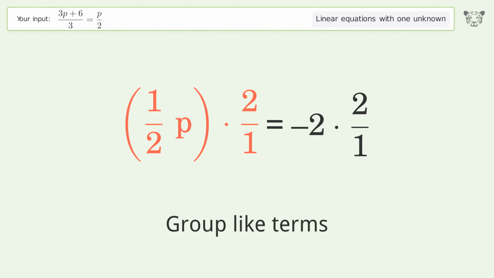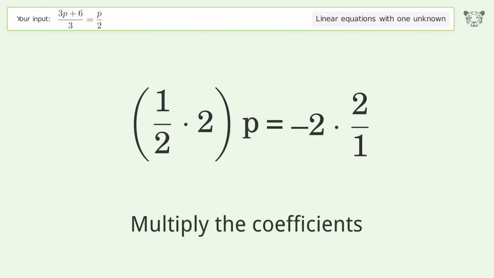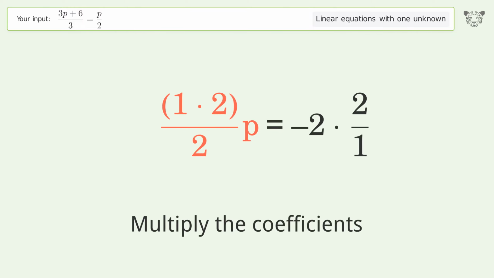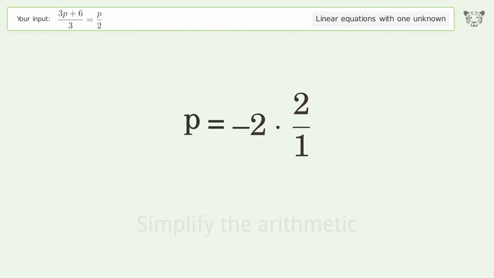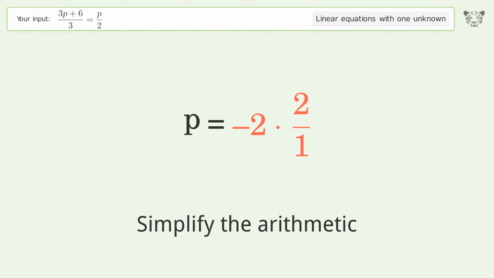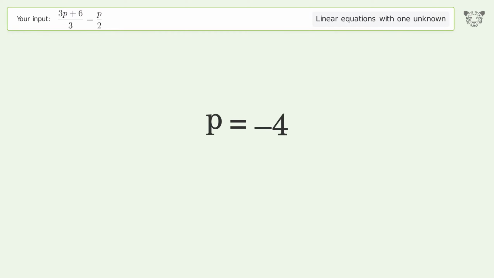Group like terms. Multiply the coefficients. Simplify the fraction. Simplify the arithmetic. And so the final result is p equals -4.